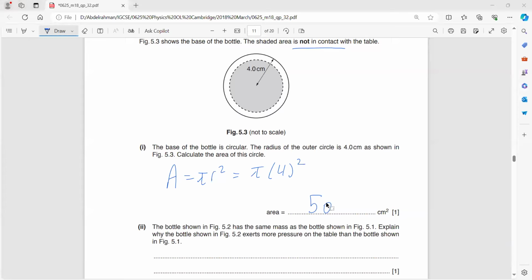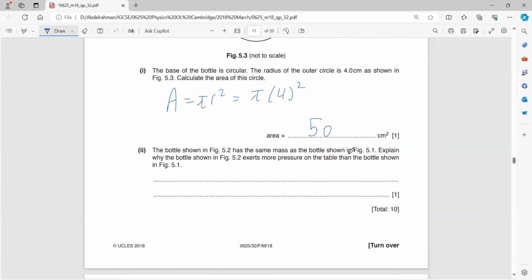50 centimeters squared. The bottle shown has the same mass as the bottle shown in 5.1. Explain why the bottle in 5.2 exerts more pressure on the table. Why does it exert more pressure? More surface area? Less surface area. Okay. Less area, not surface area, less area in contact with the table.